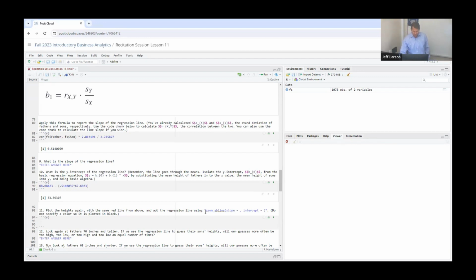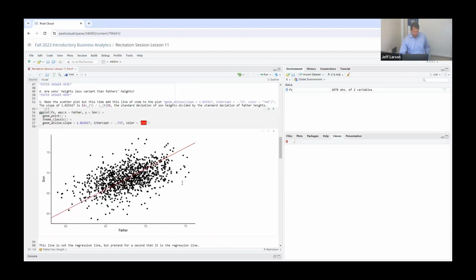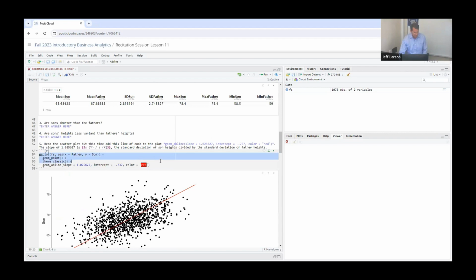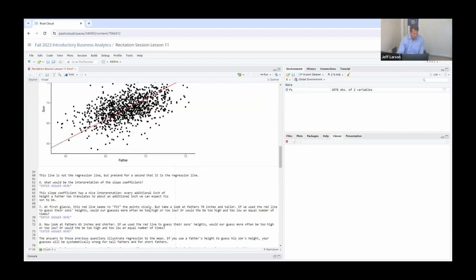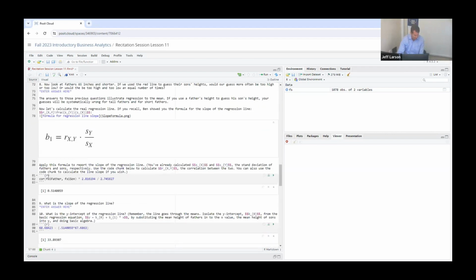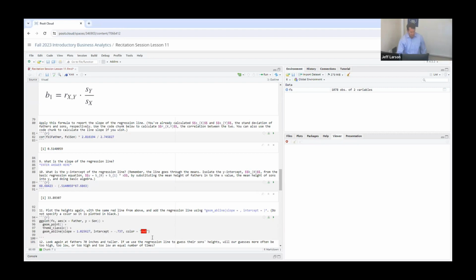Okay, now it says, draw this geom_abline again on this plot. So we're going to take the same plot, but I'm going to add the real regression line now. That red line was not the real regression line, but we can do another abline. So we say geom_abline, and there are two things we have to put in there, the slope and the intercept. The slope is 0.5140059.